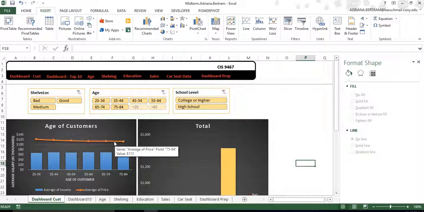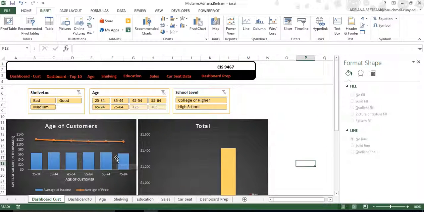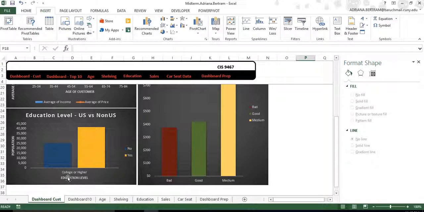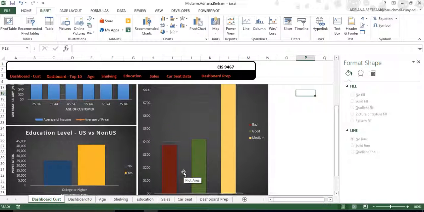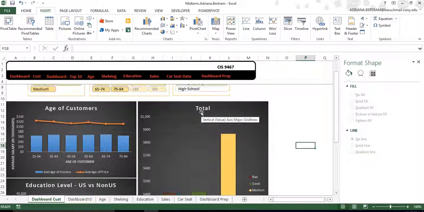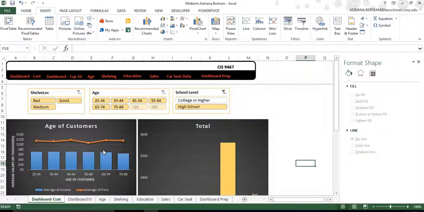And then I inserted slicers for each of the charts so that I can see relationships between all of them. So for instance, if I'm only concerned with college or higher, I'll just click that slicer, and you can see that the charts changed a little bit. So if we scroll down here, now I'm only looking at college or higher. And then for the shelving locations, you see bad, good, and medium, and the total advertisement, as well as the average income and price. I can also do the same thing for just high school. And you see, again, it changes, which is kind of cool.